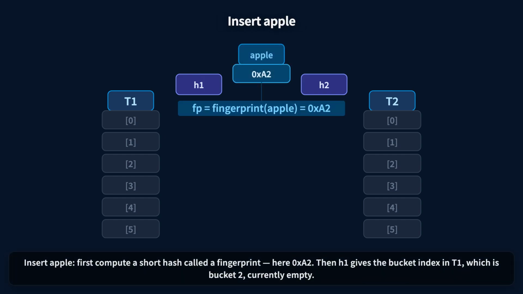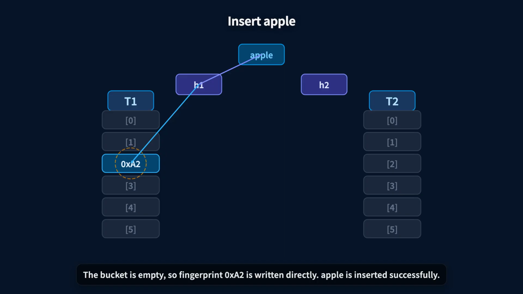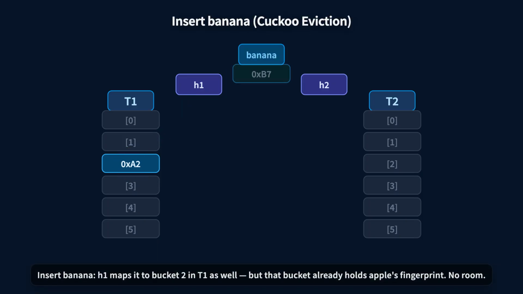Insert apple. First compute a short hash called a fingerprint, here 0xA2. Then H1 gives the bucket index in T1, which is bucket 2, currently empty. The bucket is empty, so fingerprint 0xA2 is written directly. Apple is inserted successfully.